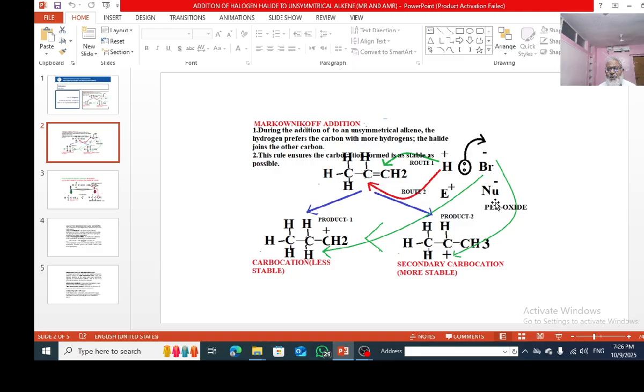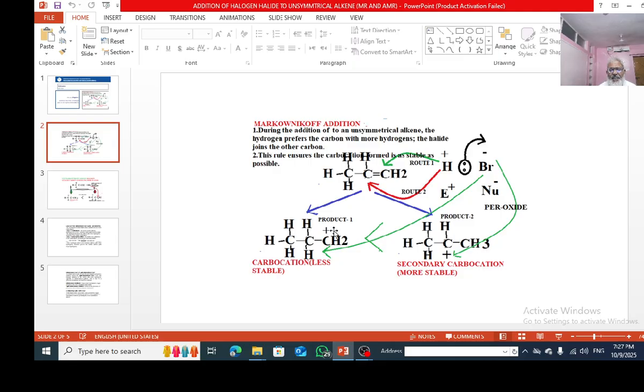Then what would happen if propene reacts with HBr and there is a heterolytic cleavage? The hydrogen atom will attach either to this carbon or to this carbon. These two routes have been indicated by different colors. The first route is indicated by green color and the second route by red color. In the first route, C1 is attacked by hydrogen, and in the second route, C2 is attacked by hydrogen atom.